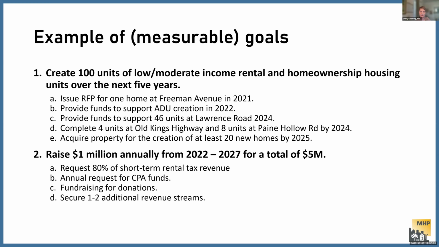And then their second goal that they created was to raise $1 million annually for 5 years. So a total of 5 million. Ambitious for this small community, but they wanted to push themselves. And then they came up with some strategies of how to do that. Request 80% of short-term rental tax revenue, have an annual request to the Community Preservation Act funds, fundraise for donations. They are a community on the Cape, and they hold a summer event to seek donations.